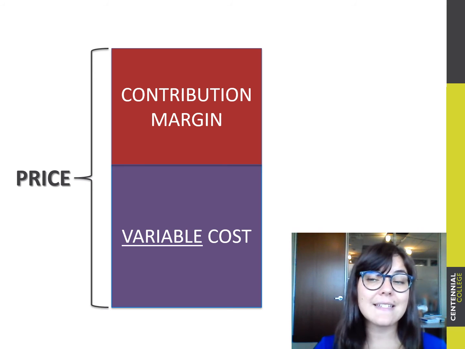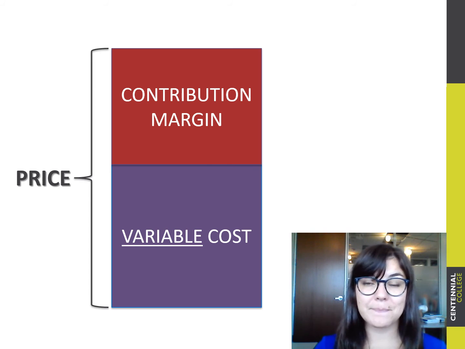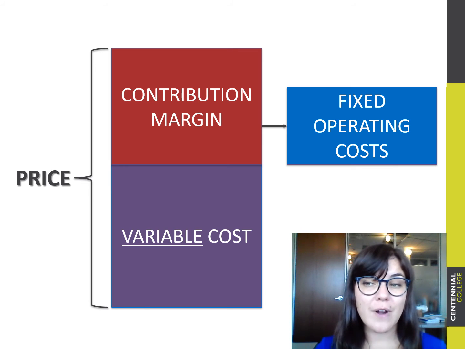You may be thinking that this difference between price and variable cost is the company's profit from selling the product. That is not entirely true. Recall that each business also has fixed operating costs, the costs involved in sustaining ongoing operations of the business. Where does the organization get the money to cover those fixed operating costs? The answer is from the contribution margin. Each time a product is sold, a portion of the revenue contributes to covering the fixed operating costs. That is why we call it a contribution margin.